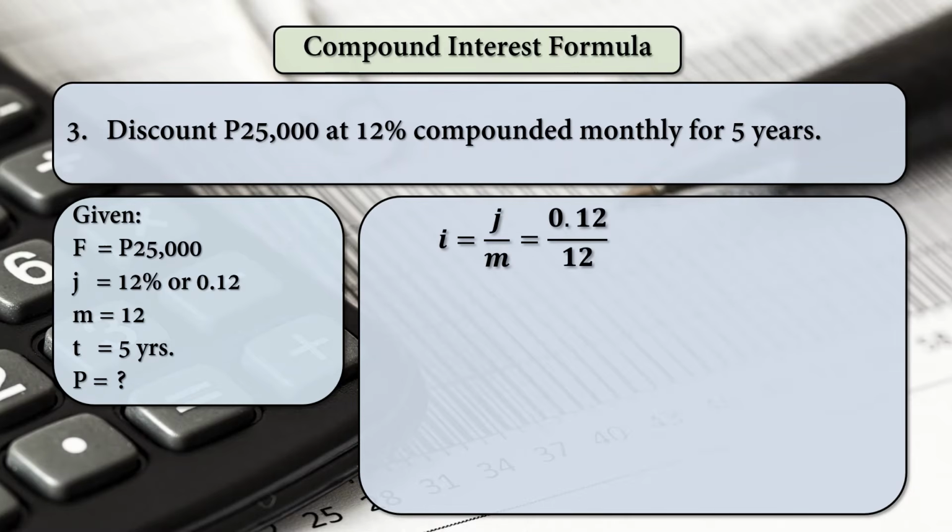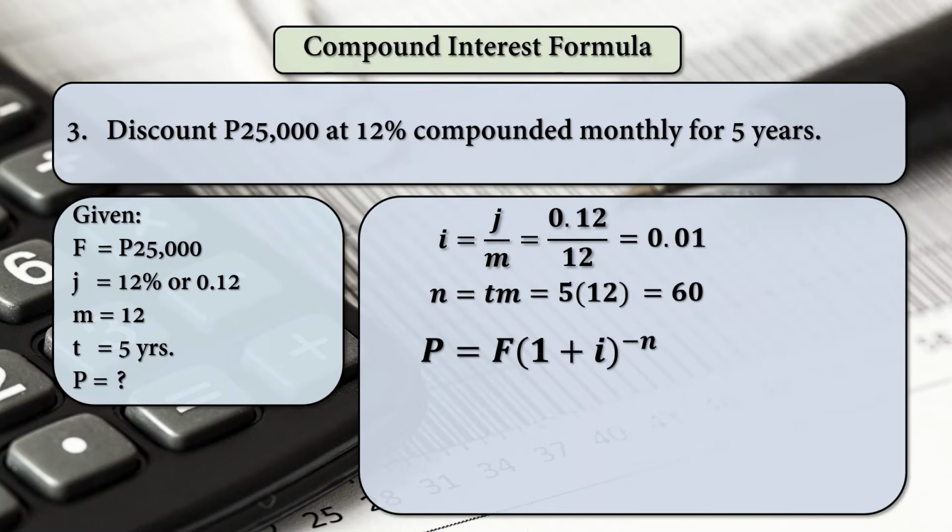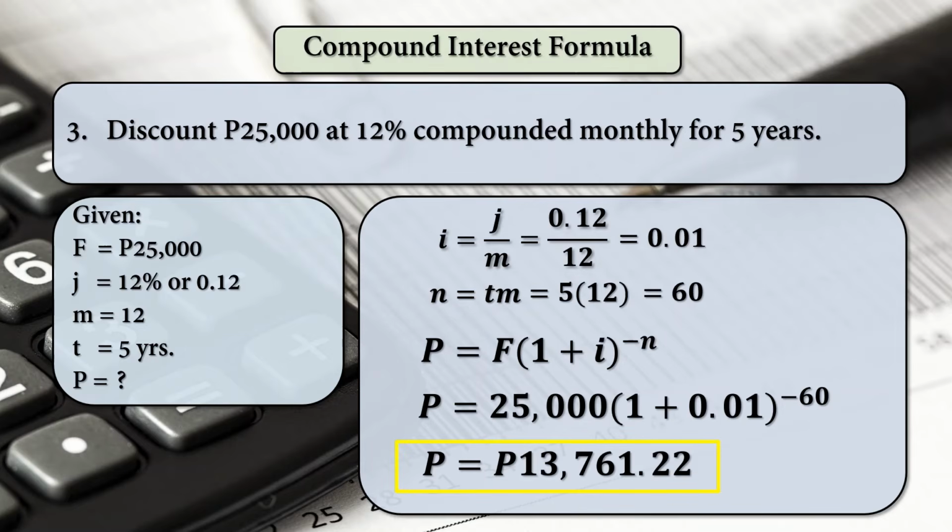So finding for I, I is equal to J over M: 0.12 divided by 12, that is equal to 0.01. Finding for N, that is equal to T times M. T is 5 times M, which is 12, that is equal to 60. So using the present value formula, P is equal to F times the quantity of 1 plus I raised to negative N. F is 25,000 times 1 plus 0.01 raised to negative 60. So this results to 13,761 pesos and 22 centavos.